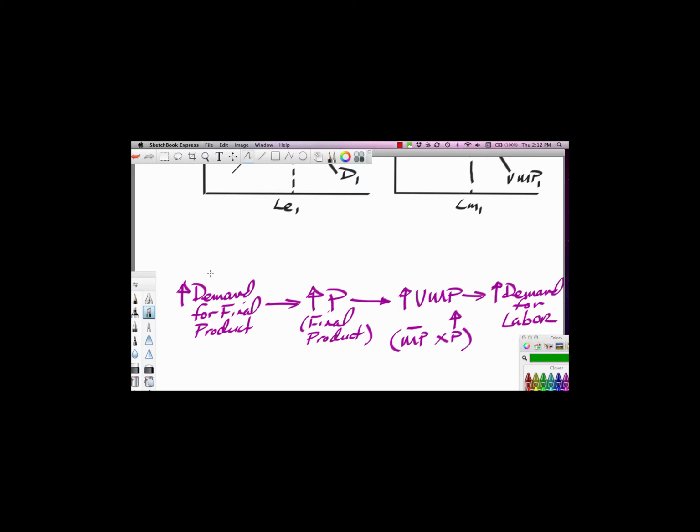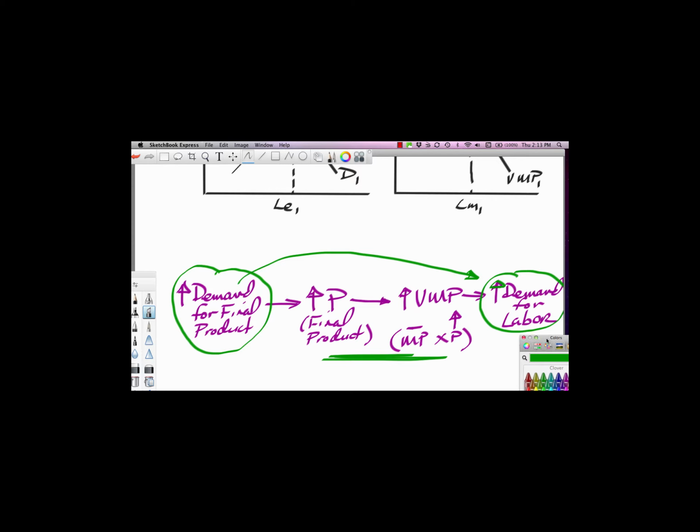You would have known this whether you had taken the course or not, or watched the video or not, that an increase in the demand for the final product ultimately increases the demand for the labor that makes that product. Okay? And so that's just intuitive. Now what I've shown you, though, is the transmission mechanism here. The transmission mechanism is through P and VMP, and somebody who's been trained in labor economics knows that.